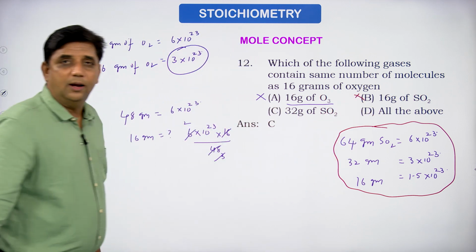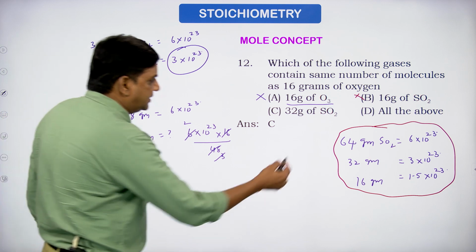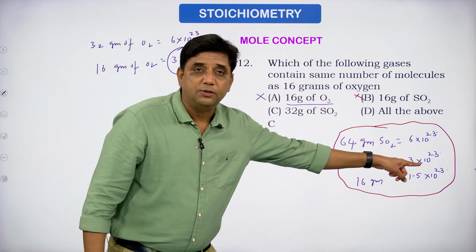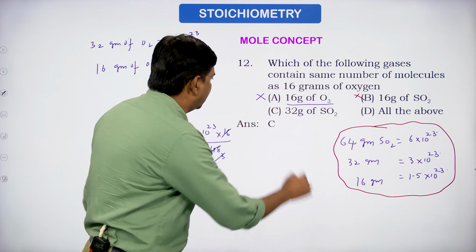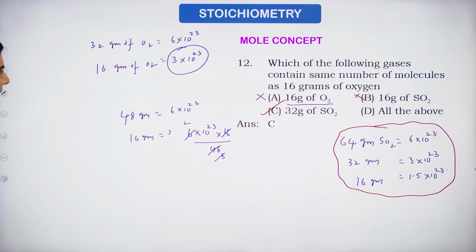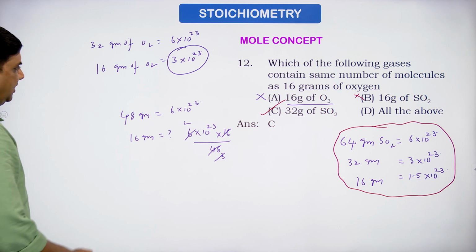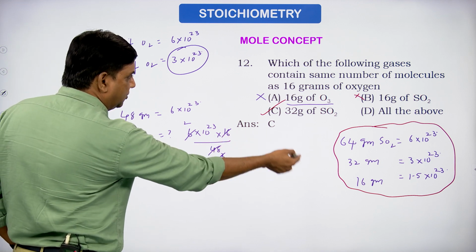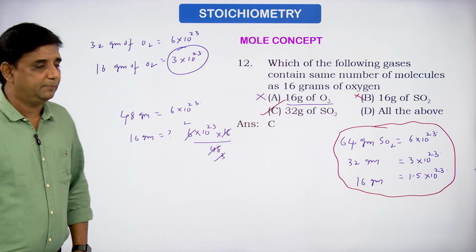Now see 32 grams of SO2. When 64 grams of SO2 contains 6 into 10 power 23, 32 grams will contain how much? 3 into 10 power 23. Therefore the answer is C. Straight question. 32 grams of SO2 is the answer. And here I have written clearly this is option 1 and that is option 2. In option 2 only we can find out option 3.